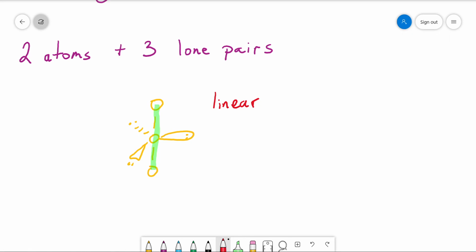Okay, and an example of a linear molecule would be xenon difluoride. So xenon there, fluorine, fluorine. Now xenon does not normally react, but we can force it to react. And it will react with fluorine because it's the most electronegative element. So there's an example of a linear molecule.